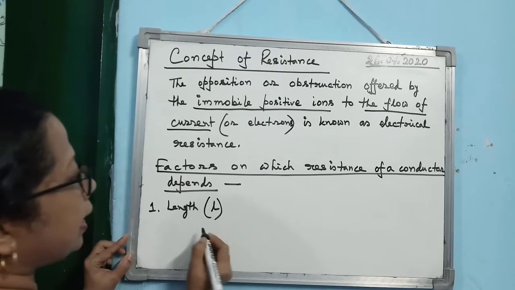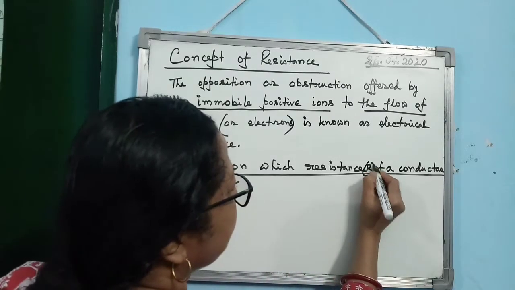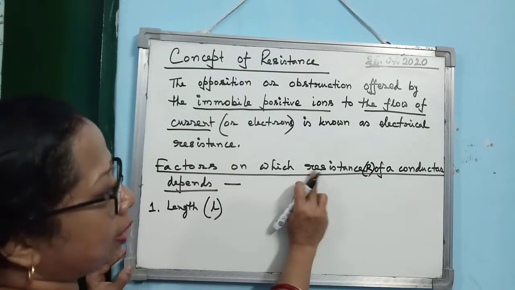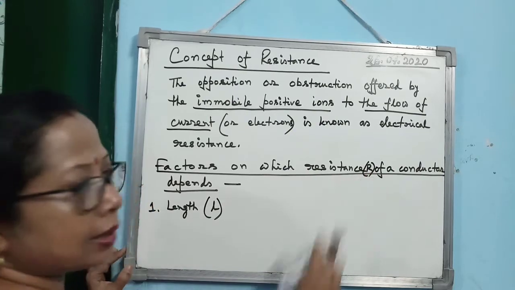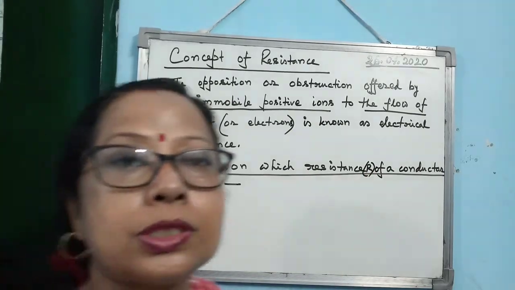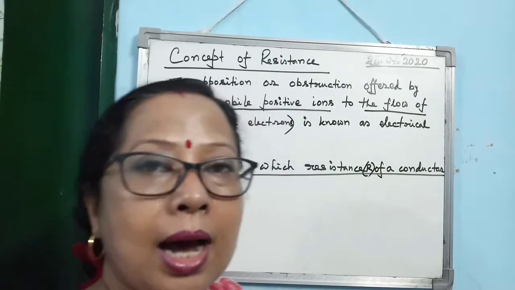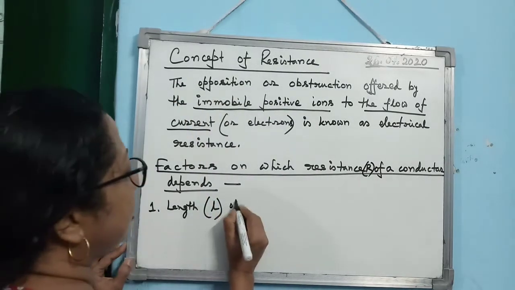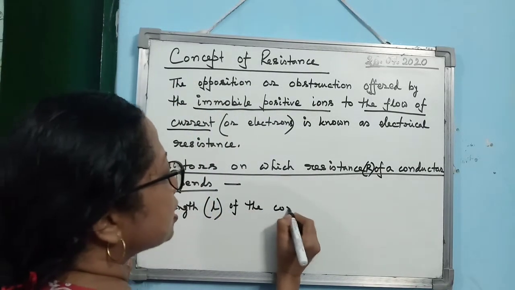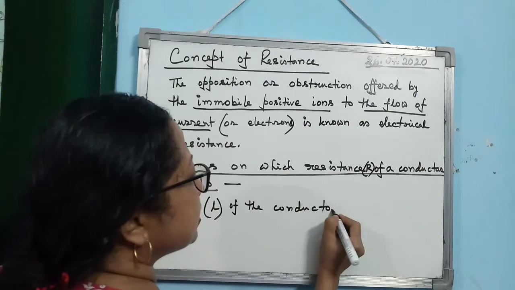Length. Resistance, let us denote it by R. The moment you write resistance with R in brackets, every time you don't have to use the word resistance, you can write R only. Length of the conductor is the first factor on which resistance depends.